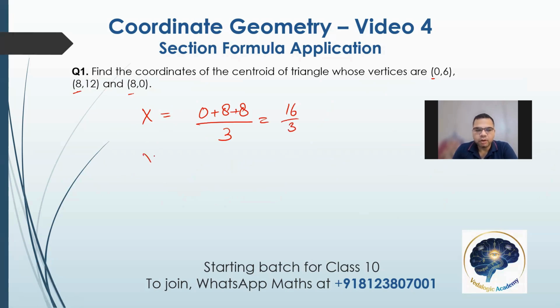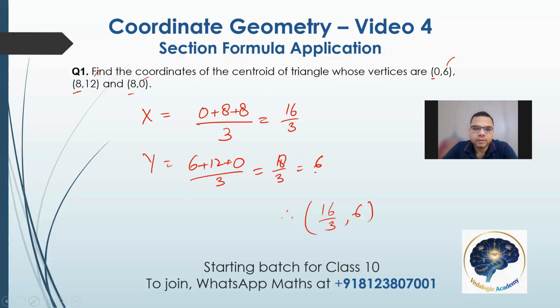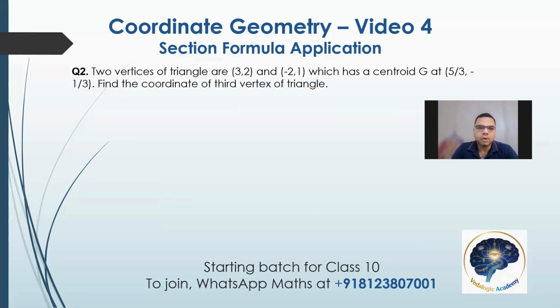Okay. For the y coordinate, we are going to do the same. We are going to add 6 plus 12 plus 0 by 3. So that becomes 18 by 3. That becomes 6. So the coordinates of the centroid become 16 by 3, comma 6. Because the formula was, if you remember, for the x part, x1 plus x2 plus x3 upon 3. Okay. So we'll do the second question now.